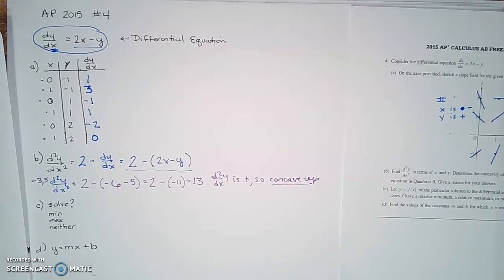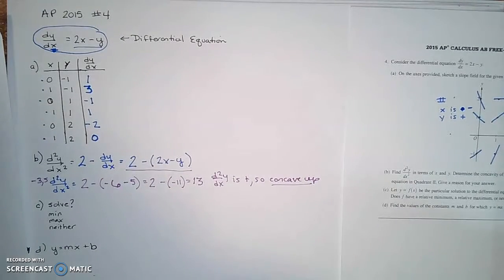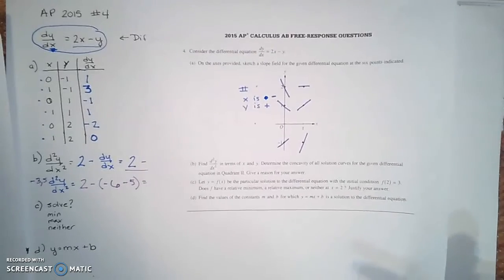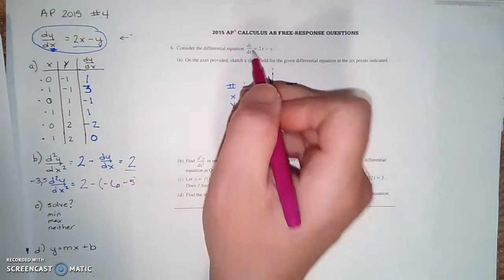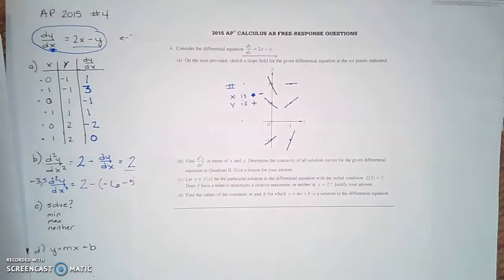Okay, part C. Another one we can get. I'm going to bring it back on the screen so we can read it here. It says let f of x be the particular solution to the differential equation with the initial condition f of 2 equals 3. So the question is, are they asking me to solve this differential equation? Let's take a look. Because I already know this differential equation, when it's written in this form, is really tricky to solve unless you have a calculator.